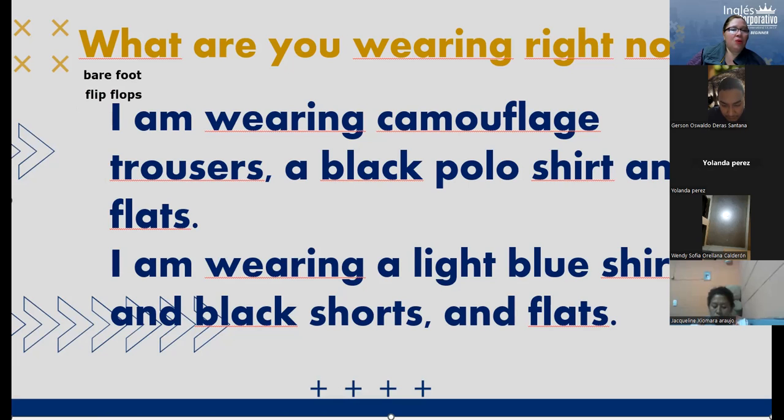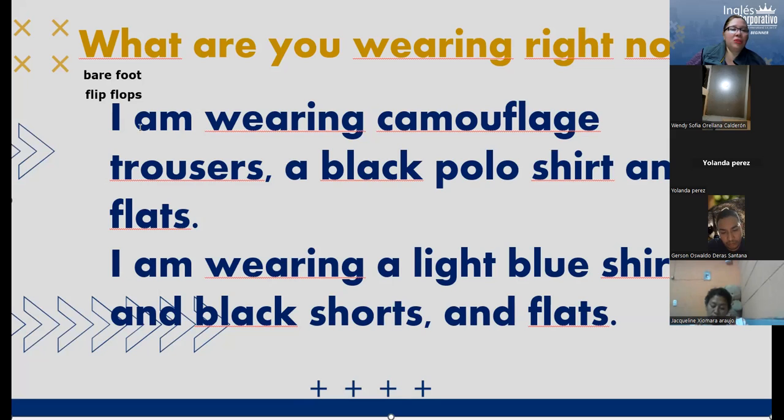Miss Wendy Sofia, what are you wearing right now? I am wearing a black sweater, green pants, green socks. Green socks, okay.